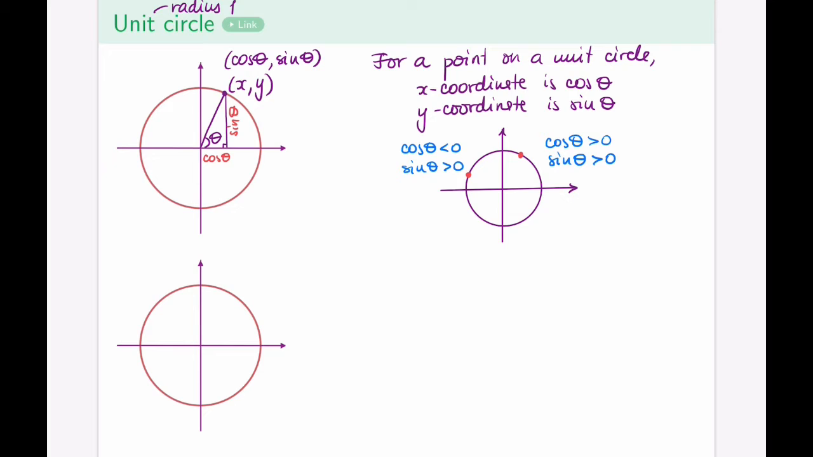This, of course, gives rise to "All Students Take Calculus", which is just a shorthand for remembering that all the trig functions are going to be positive in the first quadrant, only sine is going to be positive in the second one, and so on. There's no need to remember a mnemonic that is a little bit meaningless when all you have to think about is the unit circle and how the x and the y coordinates are actually the definitions of the trigonometric functions. The other thing that the unit circle gives us is the definitions of the other trigonometric functions.